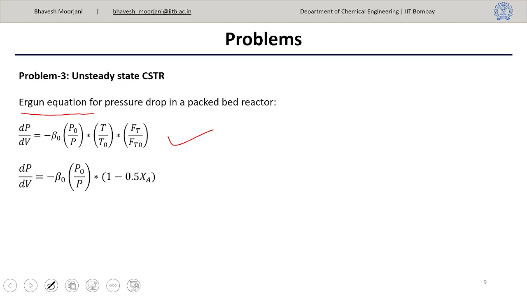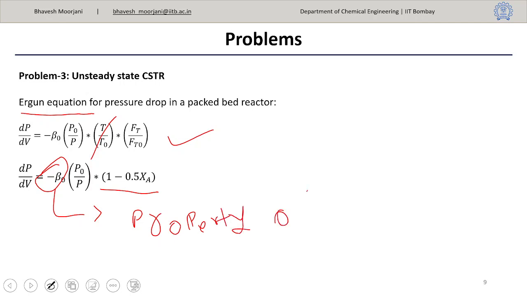Now, since we are considering isothermal reaction, your T by T0 goes away, and then you are only left with P0 by P. You all know the relation between Ft by Ft naught. So this is this one, and this B0 term. Now, this B0 term is related to the property of packed bed, property of your packed bed or packing that you have.